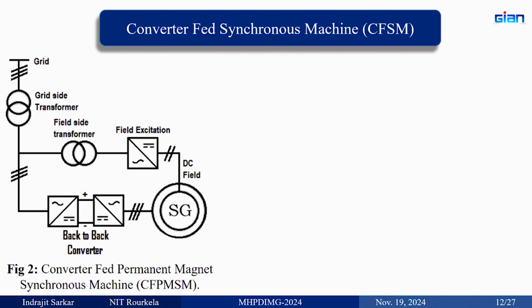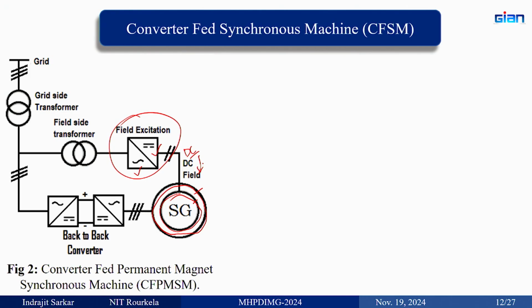So, this is the converter fed synchronous machine. Let us see what components we have here. First, this is the generator. The outer part is the stator, and let us assume the inner part is the rotor. Since it is a synchronous machine, you need a DC field. So you need an AC to DC converter in order to make it DC.